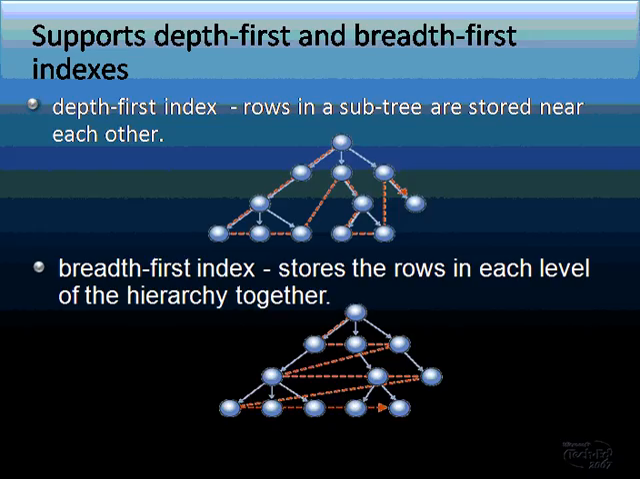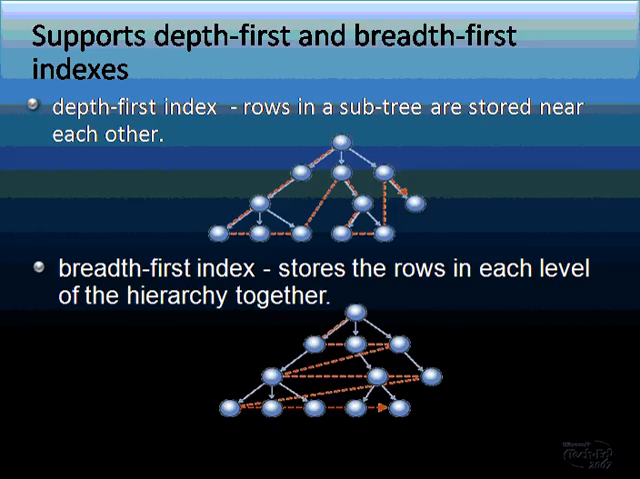So we store them very closely near each other. For example, when you try to search all the direct and non-direct reports to a manager, using the depth first index will be the fast way to get you the results, because, as I said, we store all the subtrees, all the nodes under the subtree near each other.